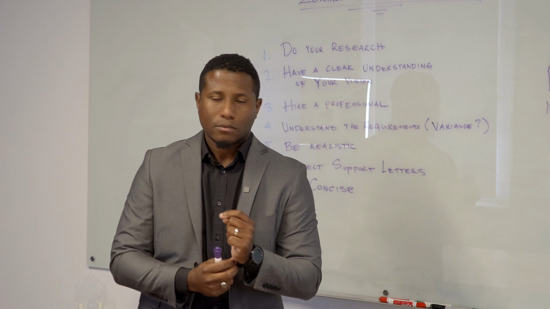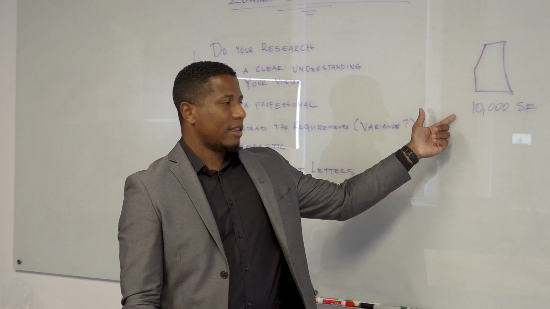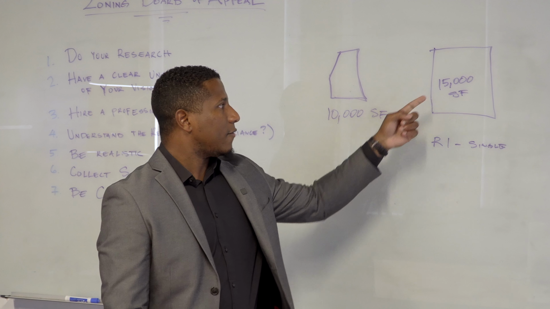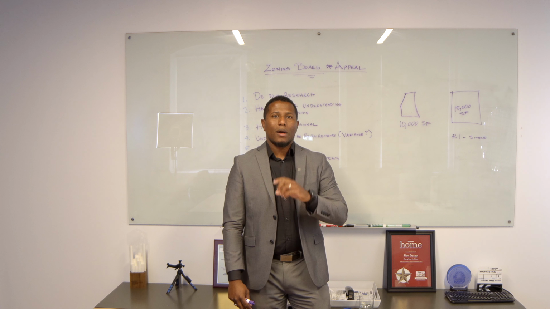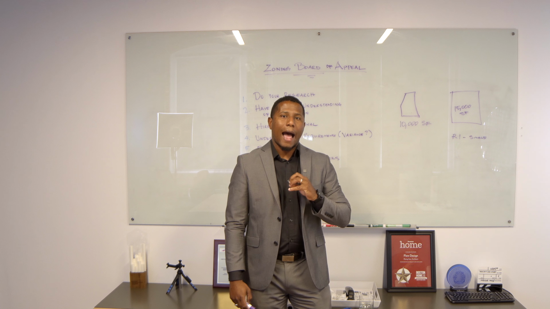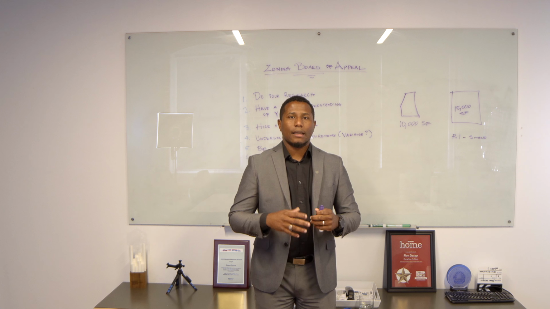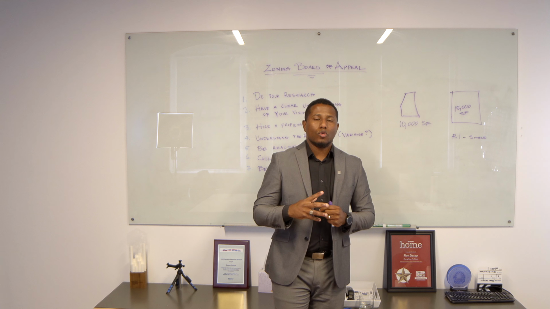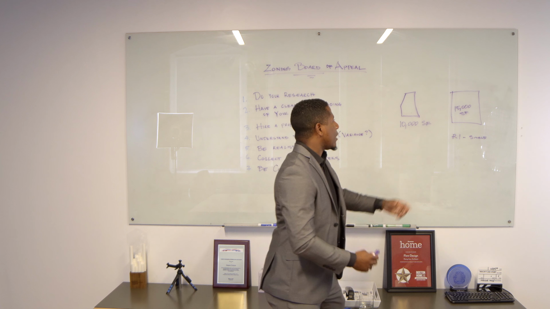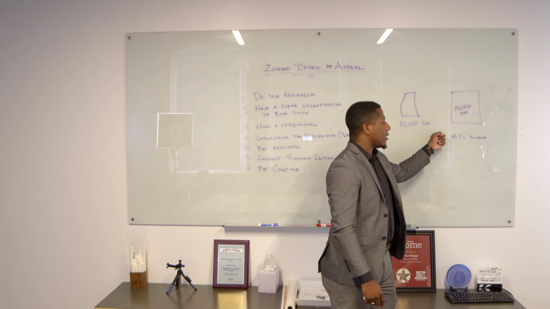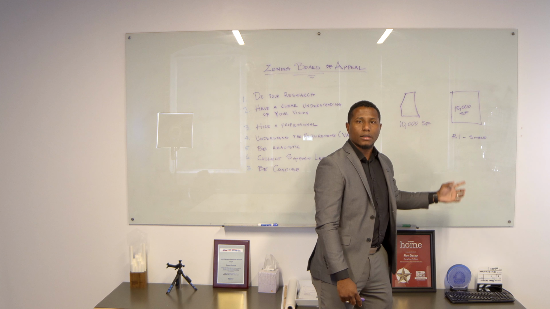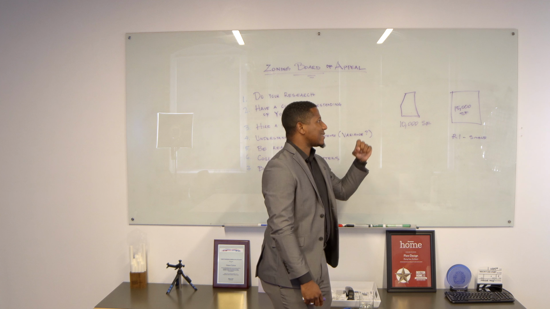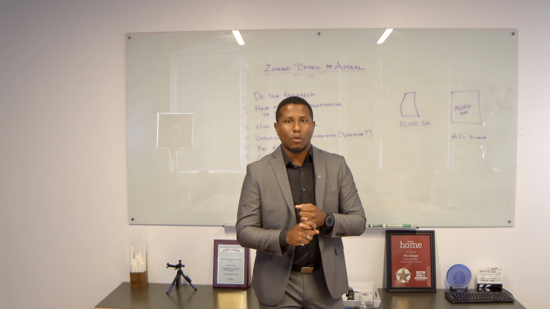Understand the requirement. As I was saying before, if you have a lot that is 10,000 square feet and the minimum requirement is 15,000 square feet, what that is telling you is that you need to ask for a variance. You are asking permission from the city to build a single family on a lot that doesn't comply with the minimum requirements. So if you don't know that information, you wouldn't be able to assess what you're asking the city.